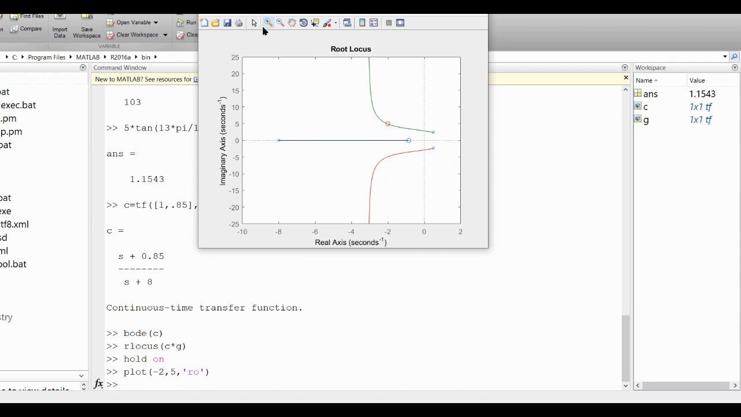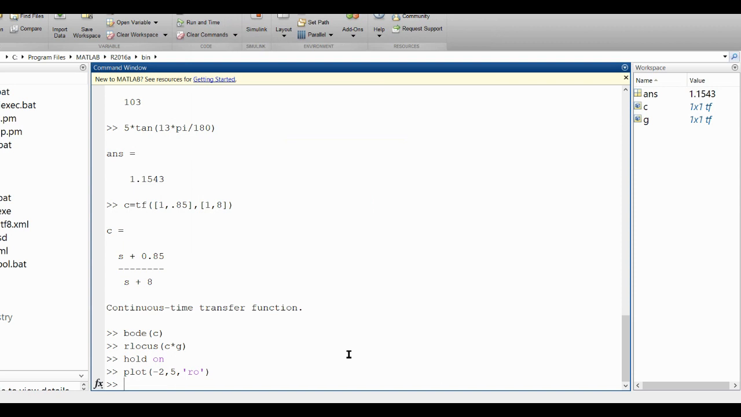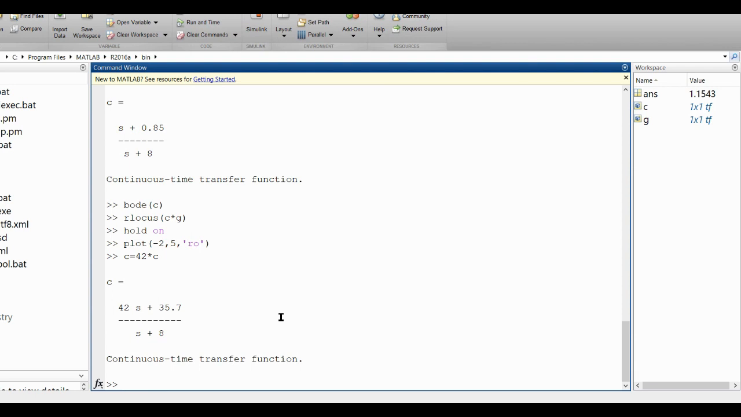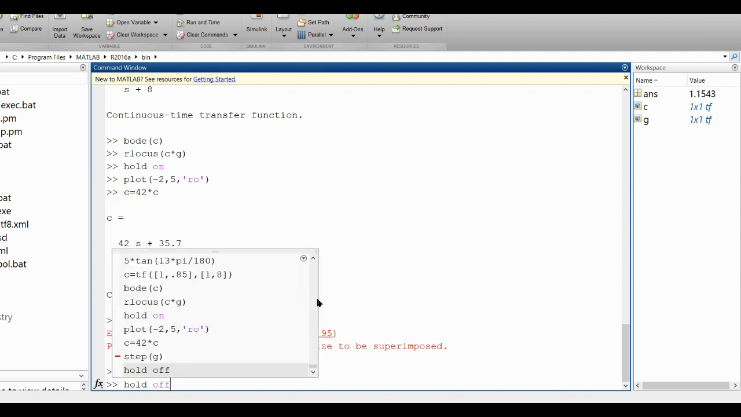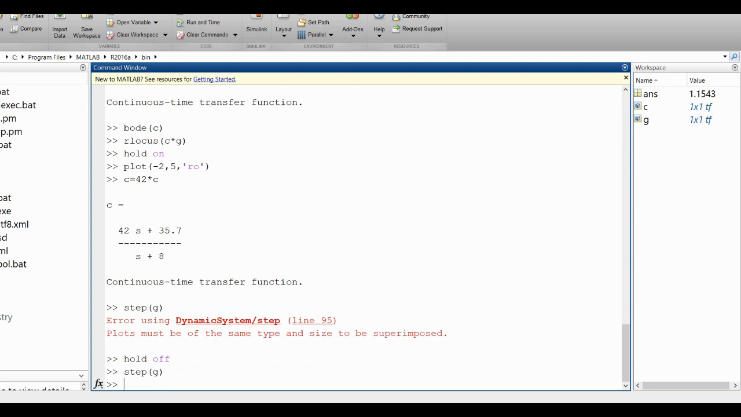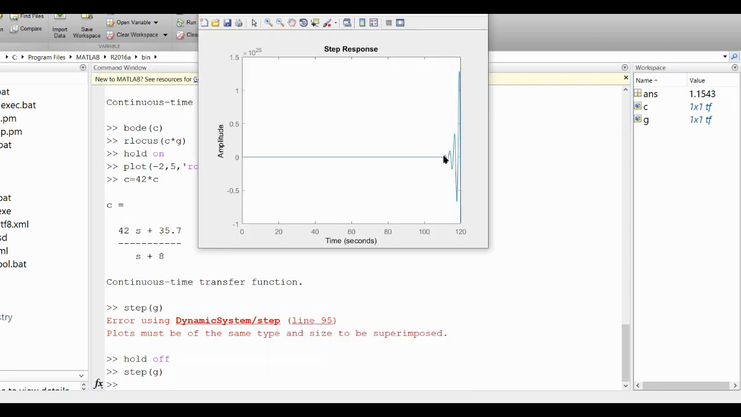The gain we need we can find by coming over here, and the gain is 42, and so we will say C is equal to 42 times C. So that's the big gain. And then we can look at, for example, the step response of G, which is unstable, so it will grow. That's unstable, so it was growing, right? You can see it's exponentially growing.